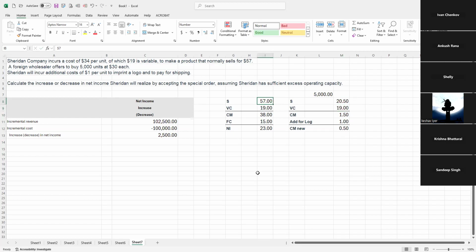Where is the 50% of 57? If you're giving the Christmas sales 50%, where are you gonna be? 28.5. This one divided by 2, right? 28.5.